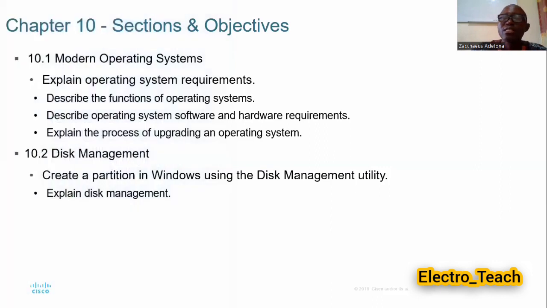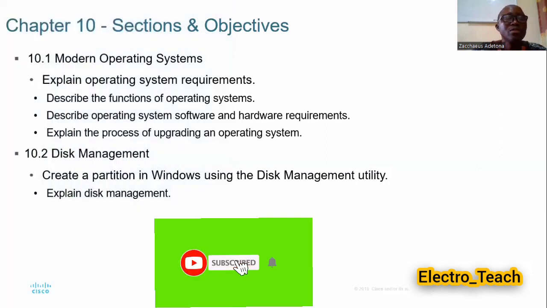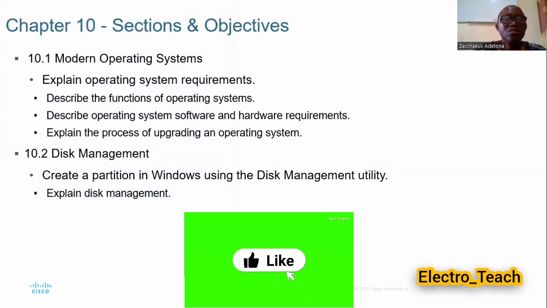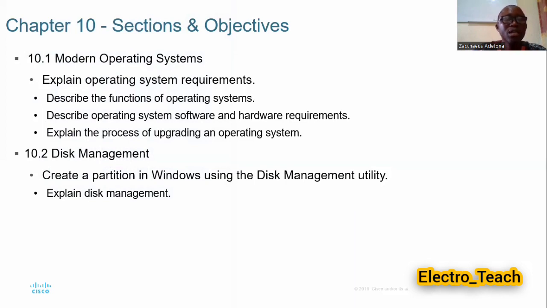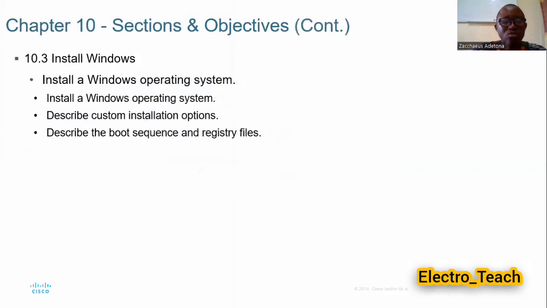Now, these are the things I want to learn as objectives in this chapter. Modern operating systems, requirements for OS installation, functions of an operating system, operating system software and hardware requirements, and upgrading of an operating system. The disk management, talking about partitioning of Windows and the disk management utility. And then, having said that, we want to move on to how to install the operating system, how to install the Windows operating system.